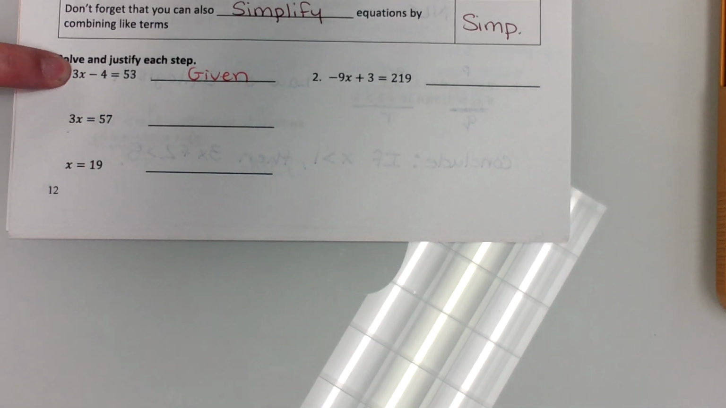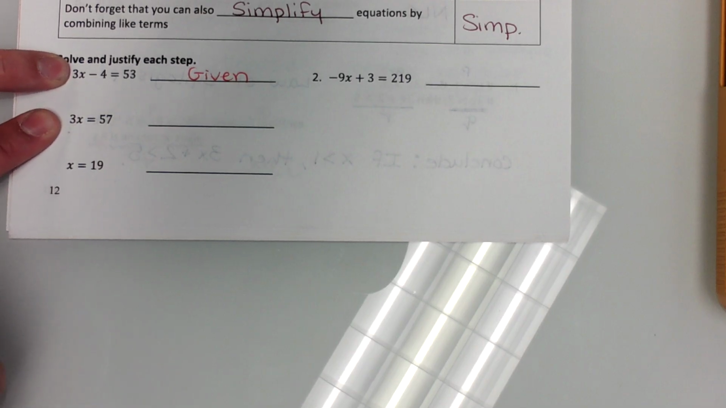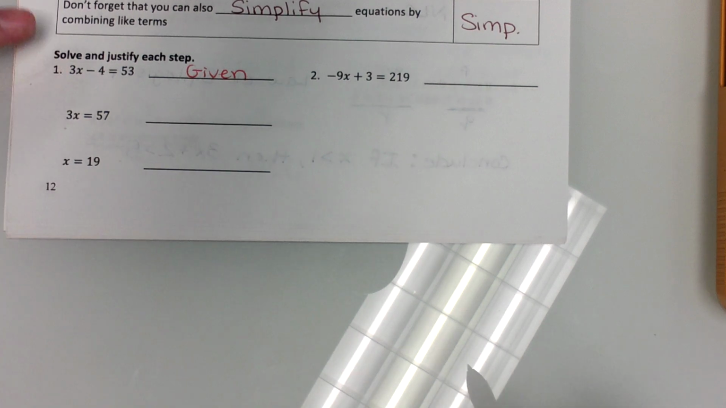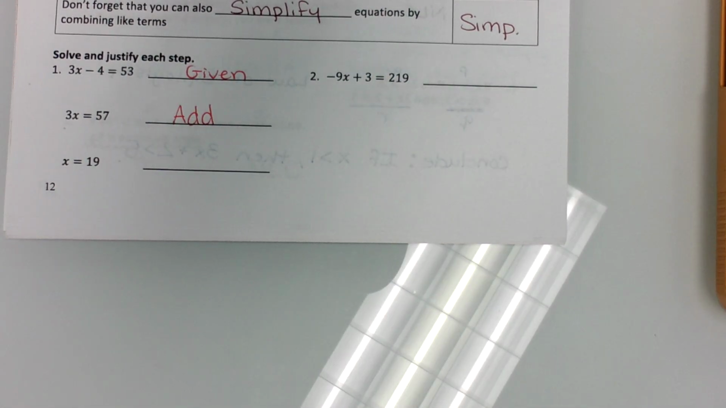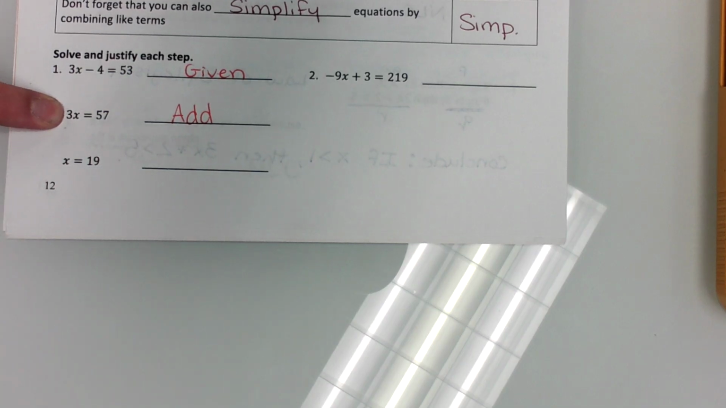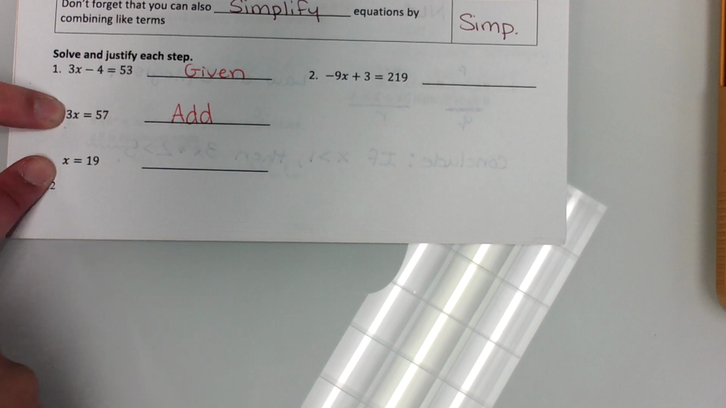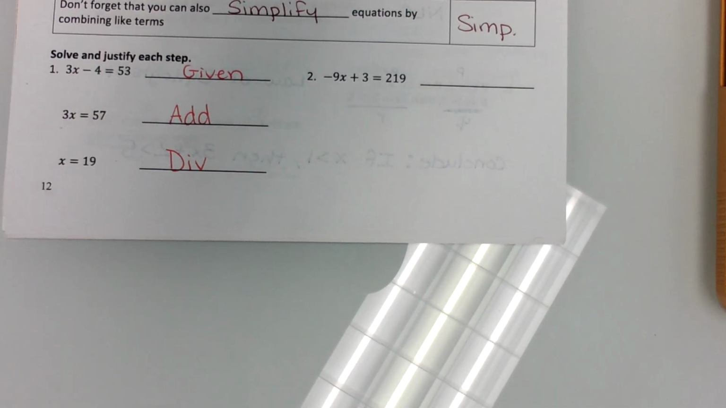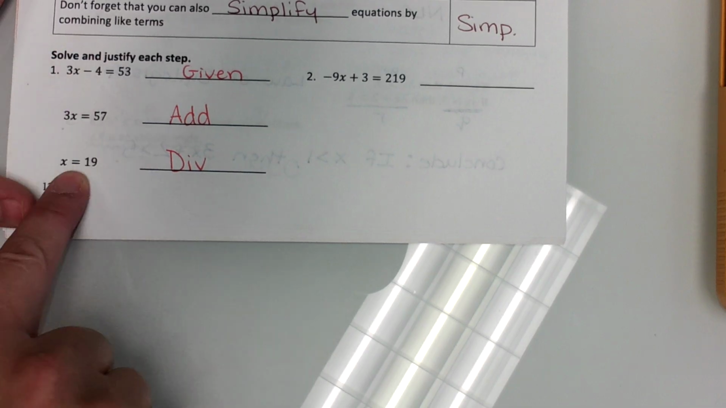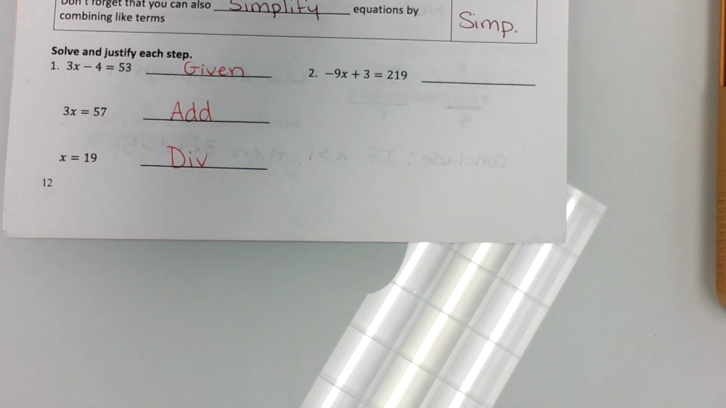How did they go from 3x minus 4 equals 53 and change it into 3x equals 57? Because they added 4. They used the addition property of equality. How did they go from 3x equals 57 to x equals 19? They divided by 3. They used the division property of equality. These are what these problems are going to look like. Math on one side, reasons on the other.